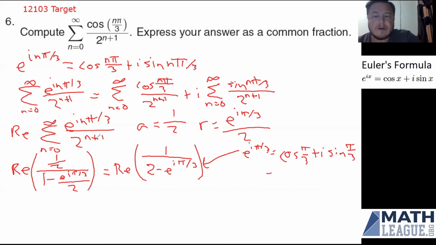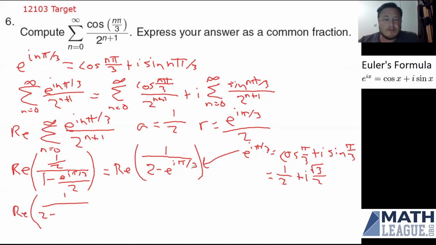And that is going to equal cosine of pi over 3. Remember, pi over 3 is 60 degrees. And so that's going to be 1/2 plus i. The sine of pi over 3 then is root 3 over 2. So I can replace that down here. I've got now the real part again of 1 over, starting with our 2, and we're going to subtract e to the i pi over 3, which we found is this complex number. So I'm going to subtract 1/2, and then I'm also going to subtract i times root 3 over 2.